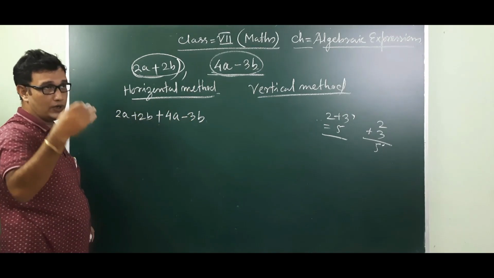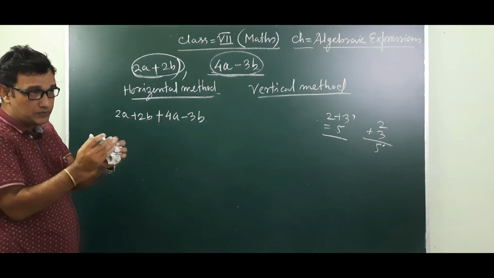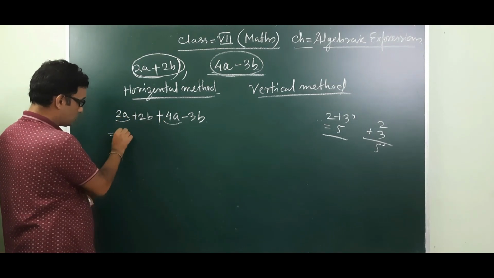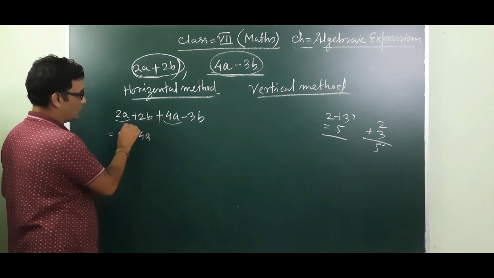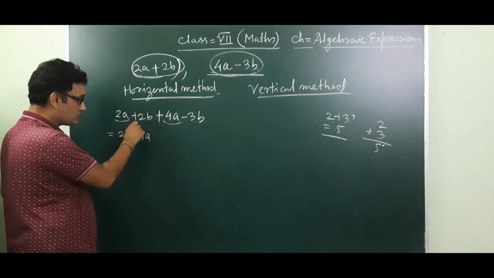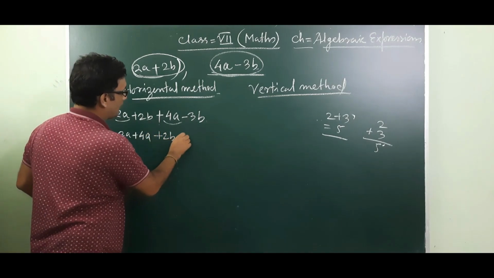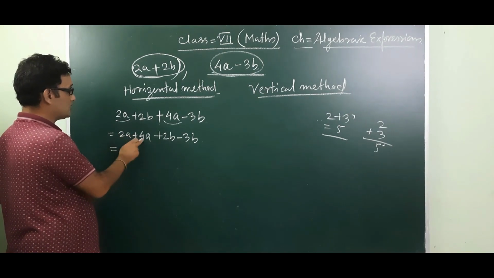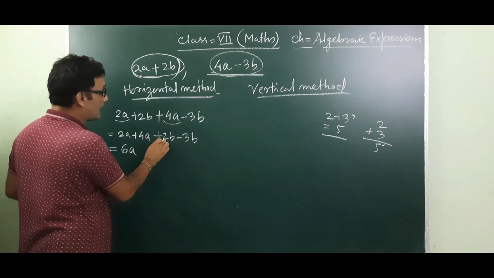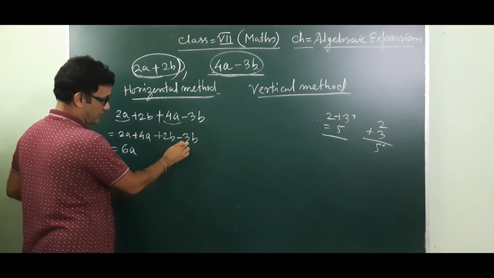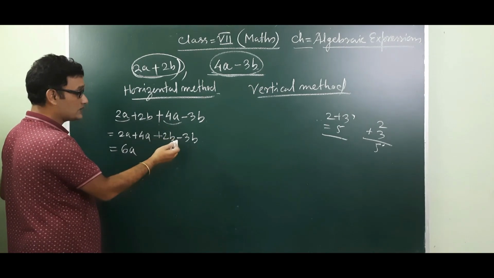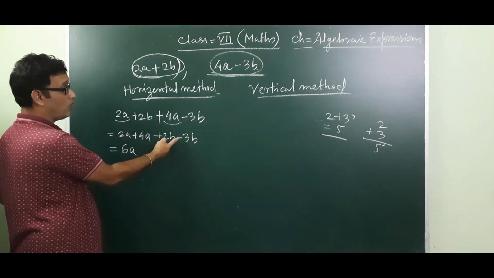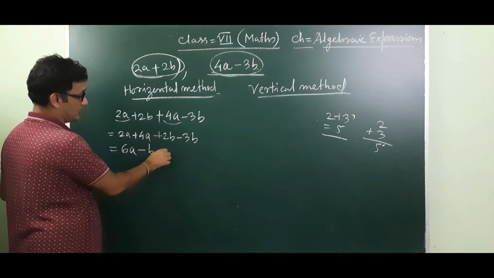The next step, your duty will be to bring the like terms together. So here 2a, here 4a. So that means 2a plus 4a, you will write first, both the like terms. The next, plus 2b minus 3b you will write. Now we will do the plus minus. You see 4 plus 2 means how much, 6a. Then here plus 2b and minus 3b. So plus into minus, minus. 3 minus 2 means 1. Which one is greater? 3 is greater. Before 3 what sign? Minus, that means minus b will be your answer.